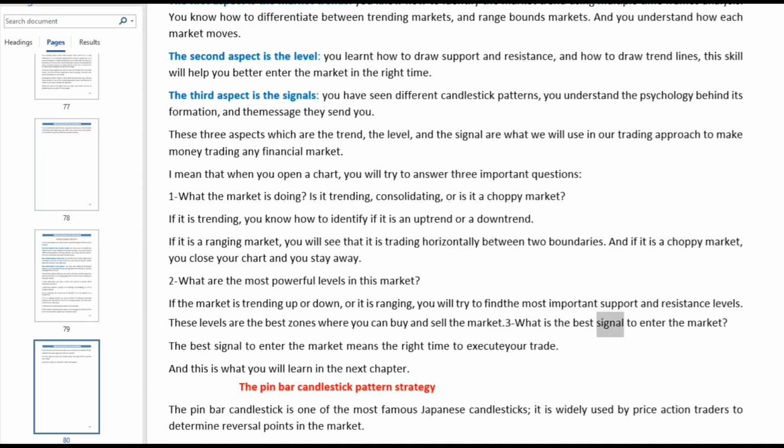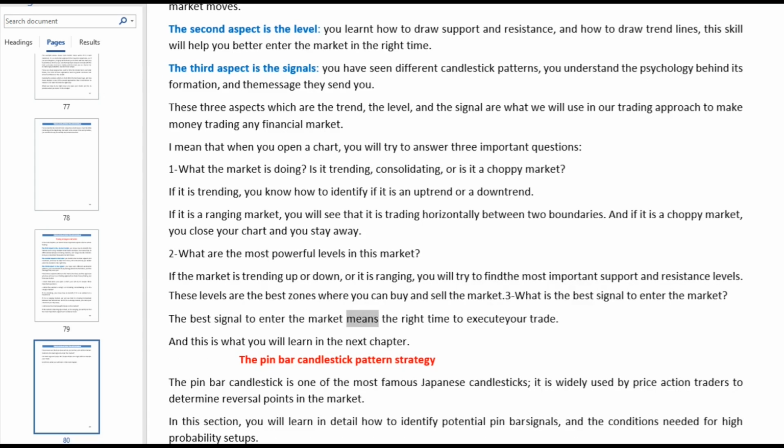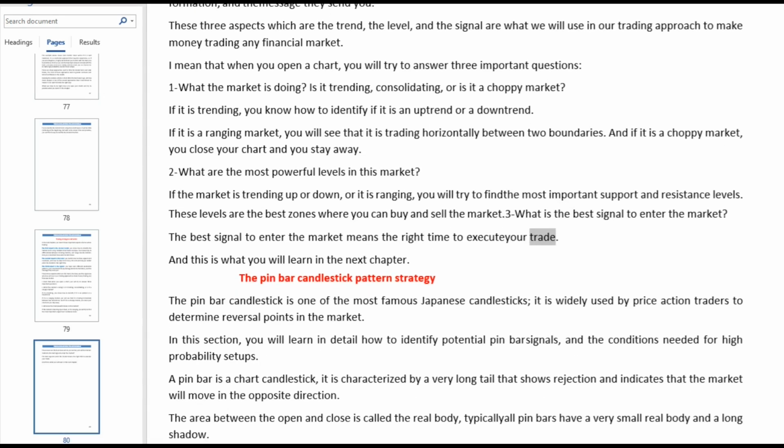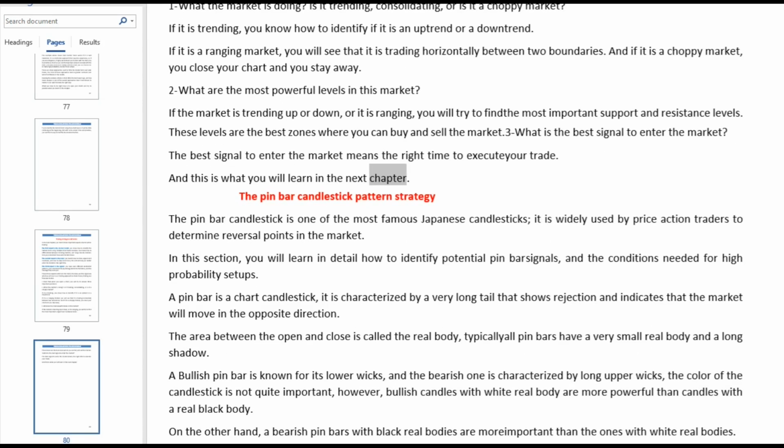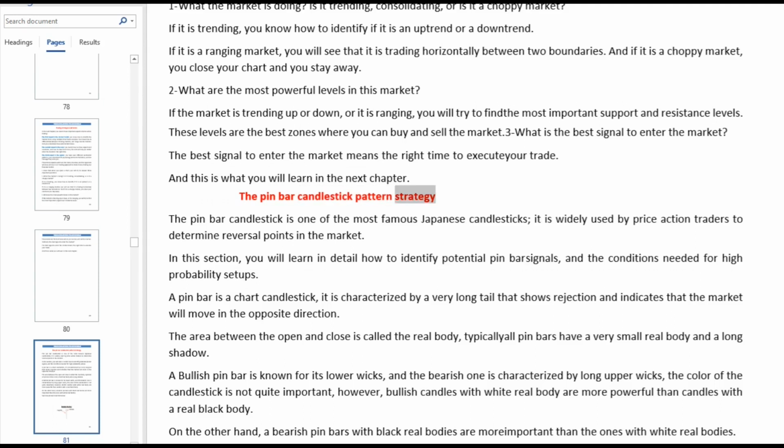Three, what is the best signal to enter the market? The best signal to enter the market means the right time to execute your trade. And this is what you will learn in the next chapter. The pin bar candlestick pattern strategy.